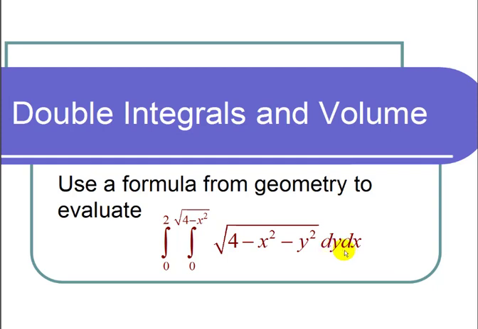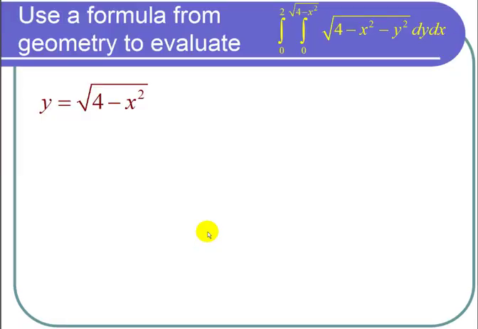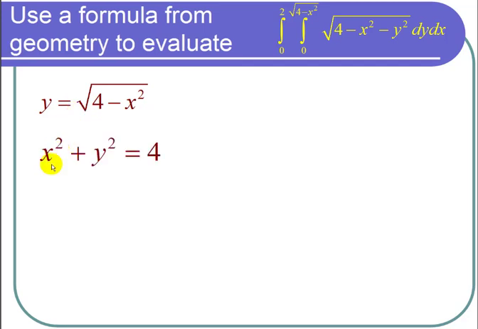Since it's dy dx, this says y equals 0 to y equals the square root of 4 minus x squared. So I can write that y equals the square root of 4 minus x squared. And I can square both sides and add x squared. And I get that x squared plus y squared is equal to 4. And this is a circle of radius 2.